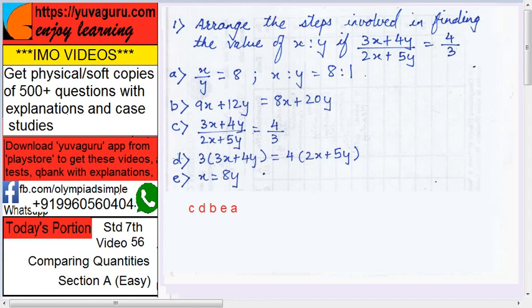That is D. Then next, solve this bracket. 3 threes are 9, 3 fours are 12, 4 twos are 8 and 4 fives are 20. So this bracket is solved. So B is the third step.